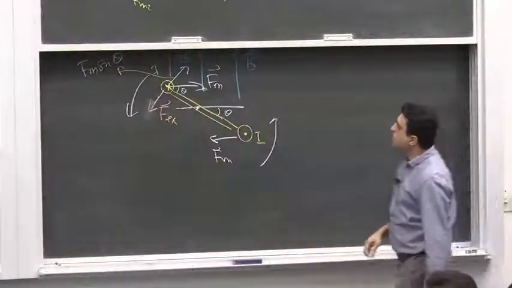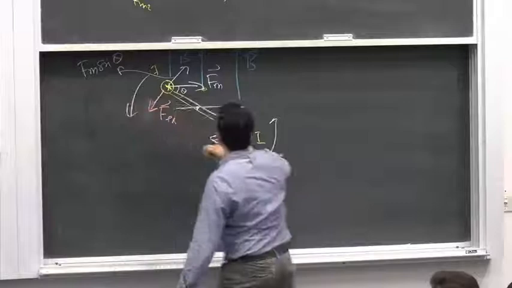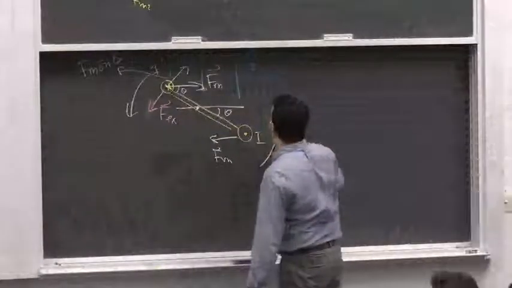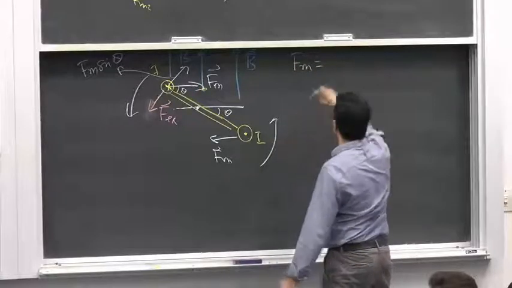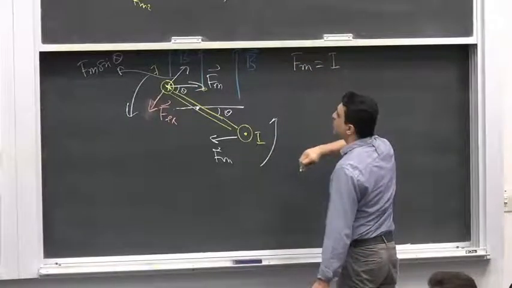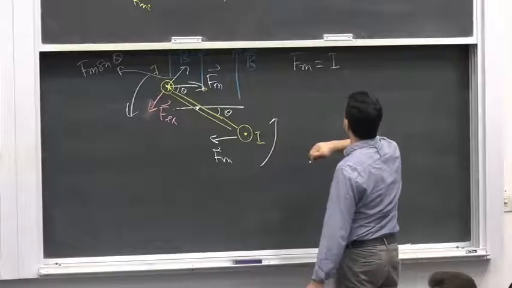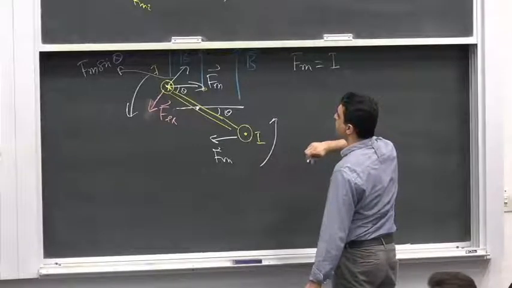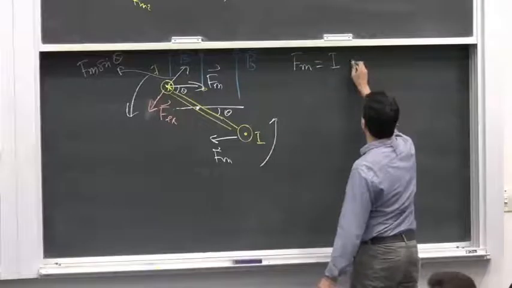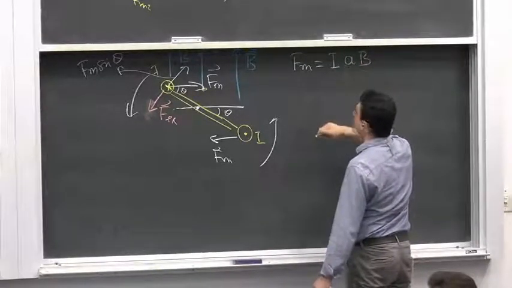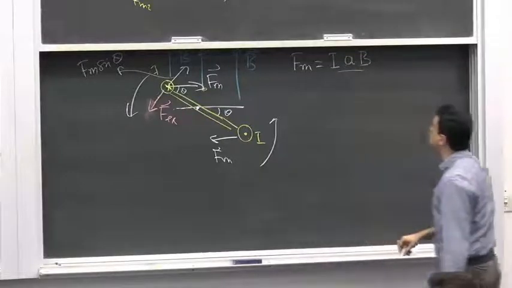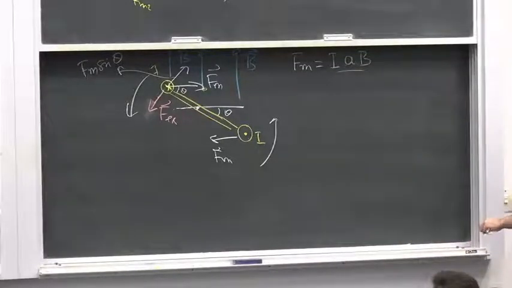And similarly in this case, what is Fm? Fm is equal to the current multiplied by the length, and the length was A, multiplied by B, and that's what your magnetic force would be. True? Okay.